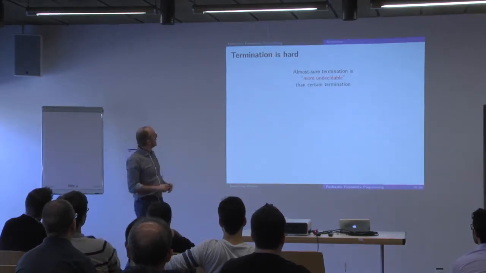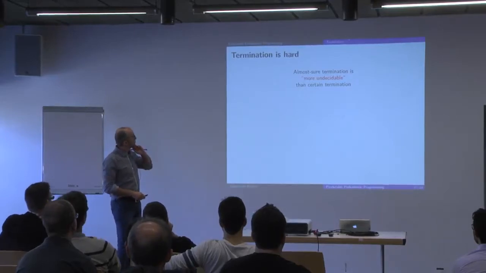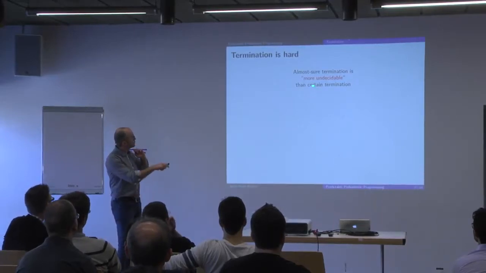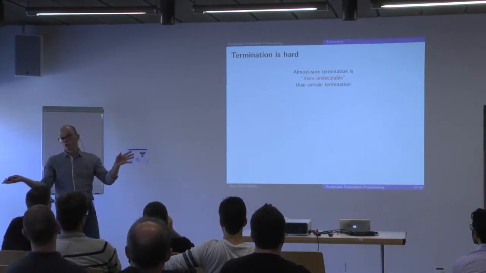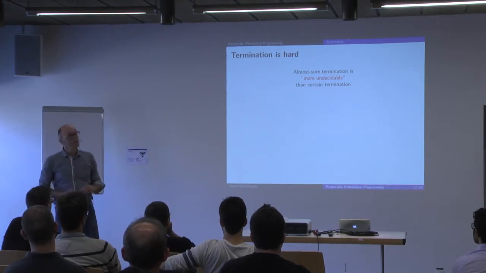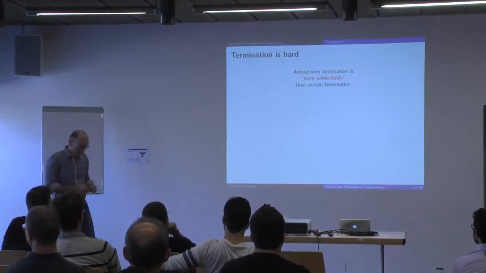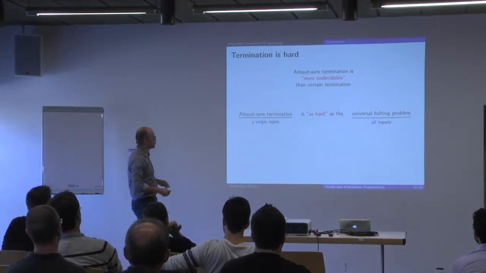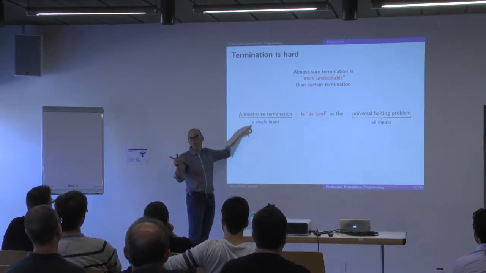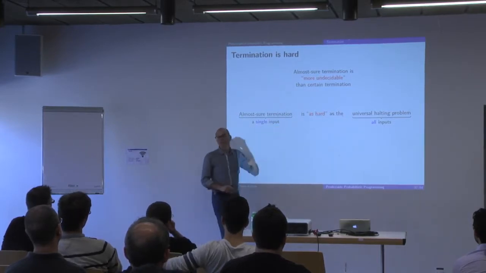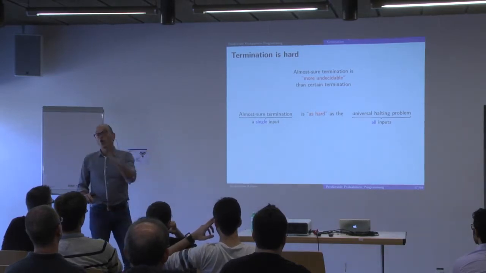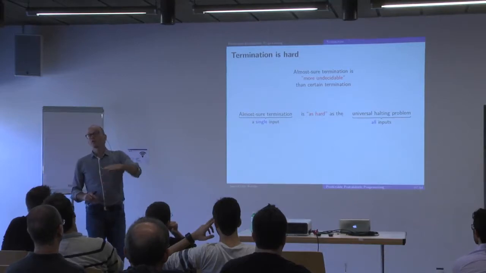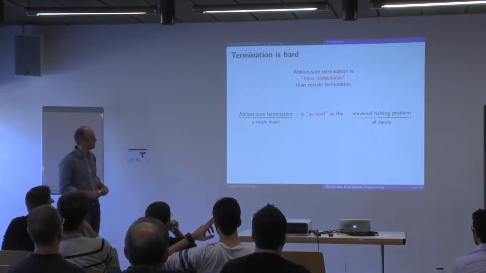How hard? Well, almost sure termination is more undecidable than certain termination. By certain termination, I mean the halting problem for ordinary programs, one input, does your program stop or not, which is Sigma 1 complete. This is Pi 2 complete. So it's higher in the arithmetic hierarchy. What you can actually prove is that almost sure termination of a probabilistic program for one input is as hard as proving whether a non-probabilistic program terminates certainly for all inputs. That's basically the hardness gap you have to cover.